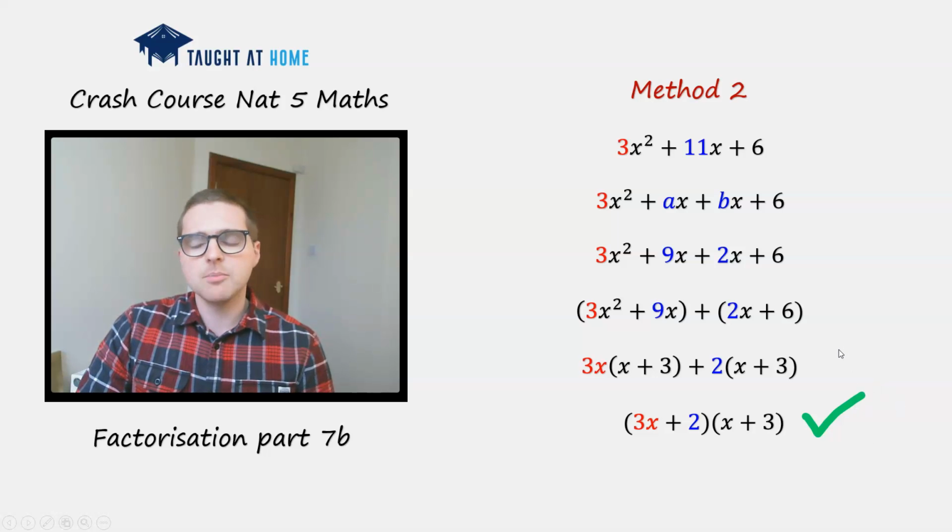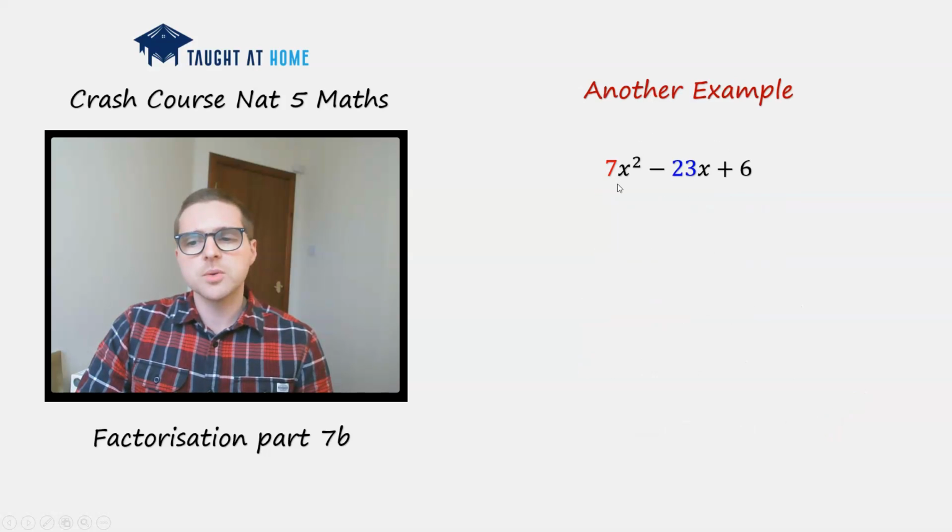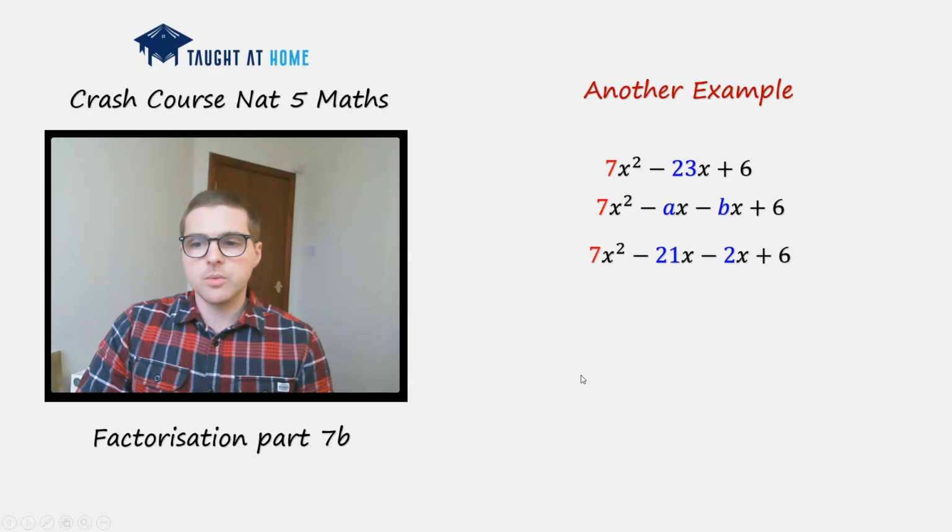So let's have a second example. How about 7x squared minus 23x plus 6. Okay, so again we want to split this minus 23x into minus ax minus bx. Now remember, it's going to be minus and minus because two minuses multiplied together will give a plus 6. So what we want to do is have minus 21x and minus 2x. We've selected minus 21x for a because that's a multiple of 7 and 2 is a multiple of 6.